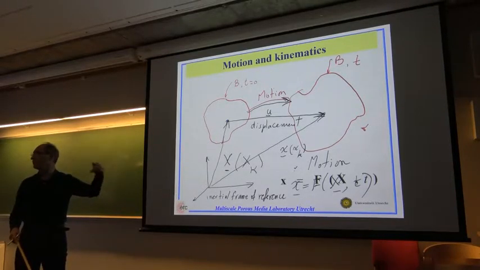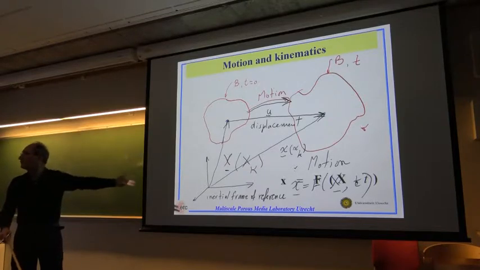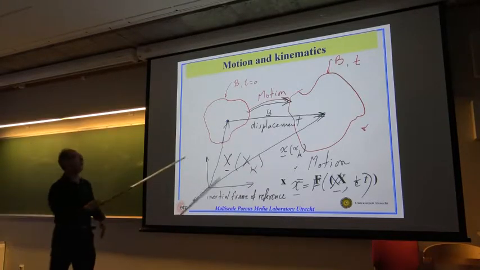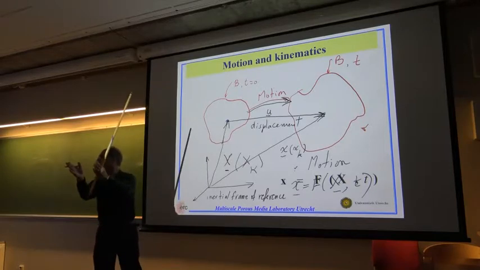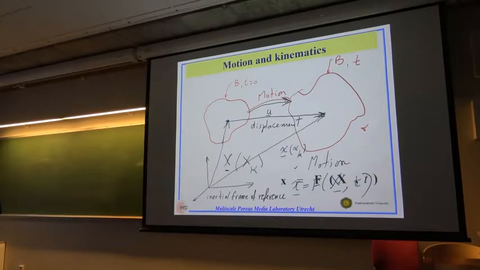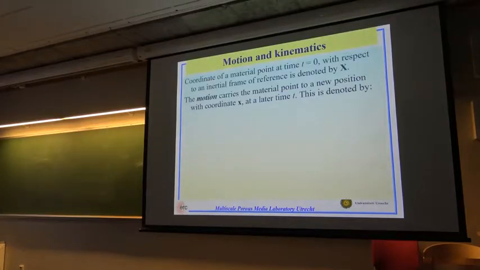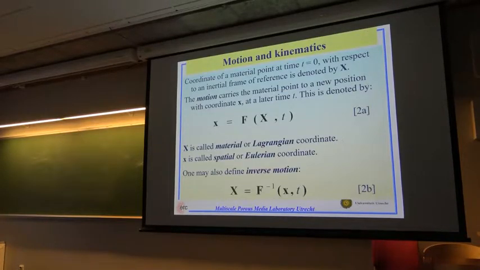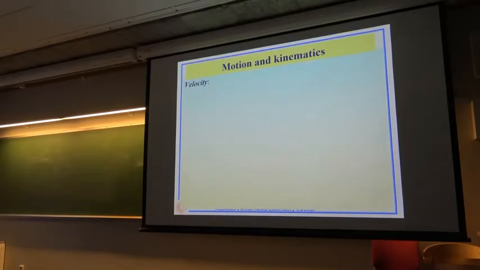If you want to study fracture mechanics, you have to do something extra there, because then a point becomes 2 points at the point of fracture. Okay. So this is the inverse motion, knowing position at any later time, and the time we can know where it comes from. Then we also define velocity.